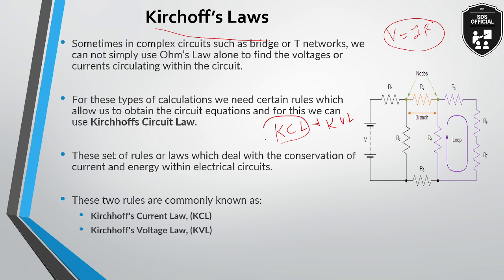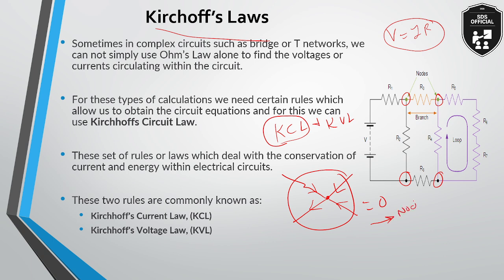We have done the introduction about KCL. What is KCL? It states that if there is any node in the circuit, for example, this is a node, this is a node, the currents approaching the node and the currents leaving the node, the sum of all these currents will be equal to 0. Or in another way, we can say that the sum of currents approaching a particular node is equal to the sum of currents leaving the node. Is that clear? Do you remember that?